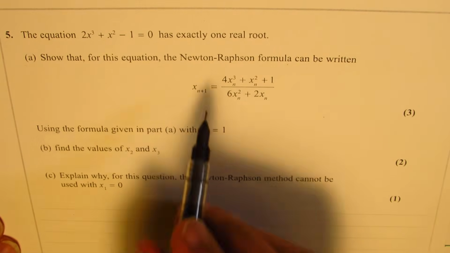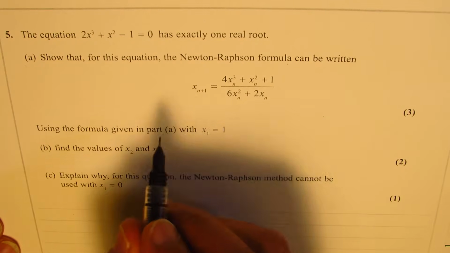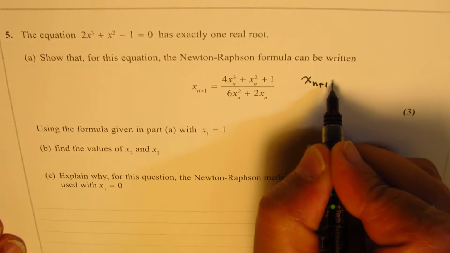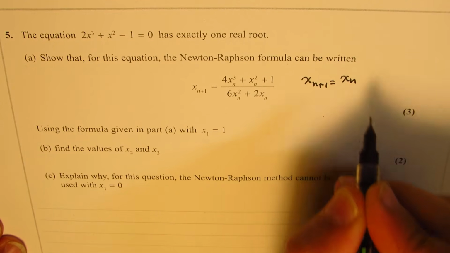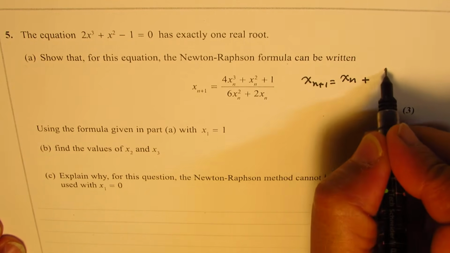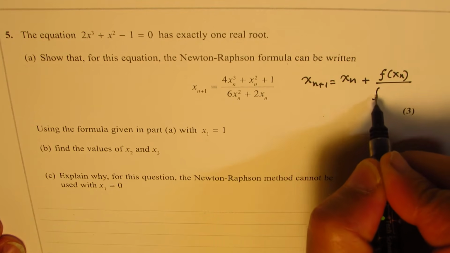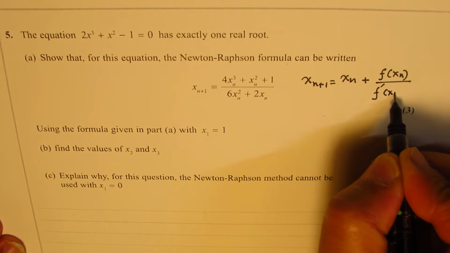The Newton-Raphson method gives you the formula for x(n+1) as xn plus the value of the function at xn divided by its derivative, right? That's the formula, correct?